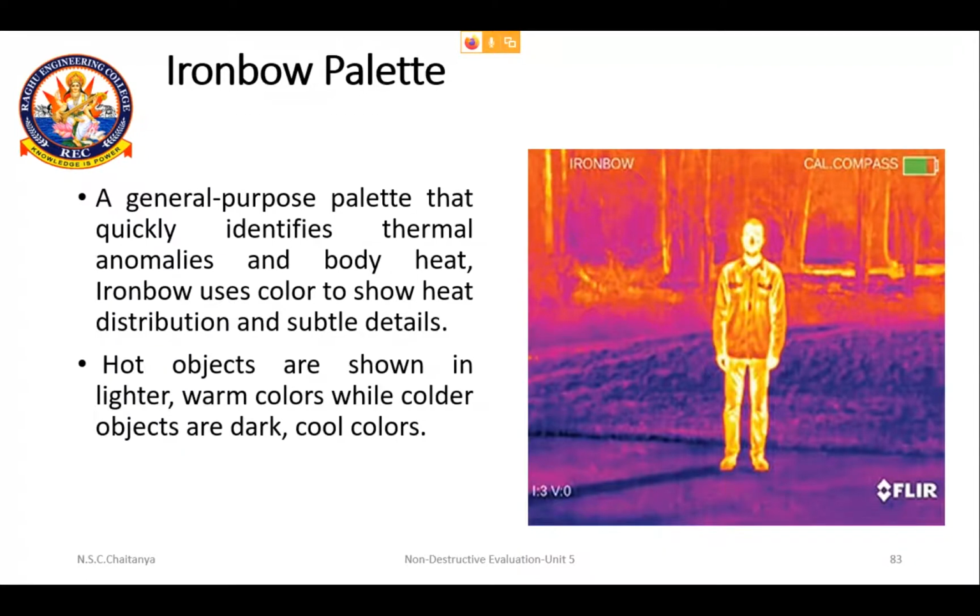Iron bow uses color to show heat distribution and subtle details. How the heat is distributed on a body is shown by your iron bow palette, and also subtle details, that means very small minute details, are properly identified. Hot objects are shown in lighter warm colors, while colder objects are dark cool colors.